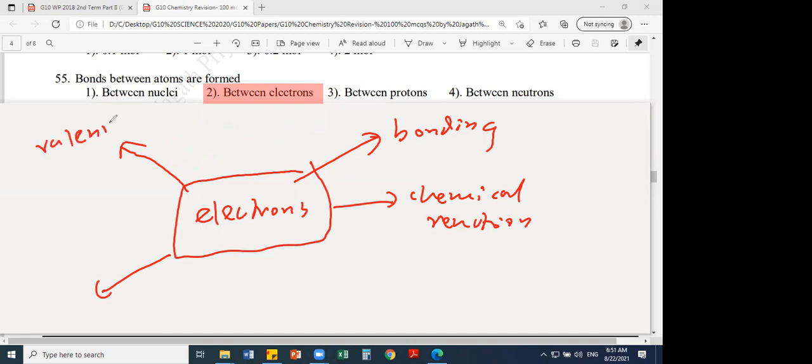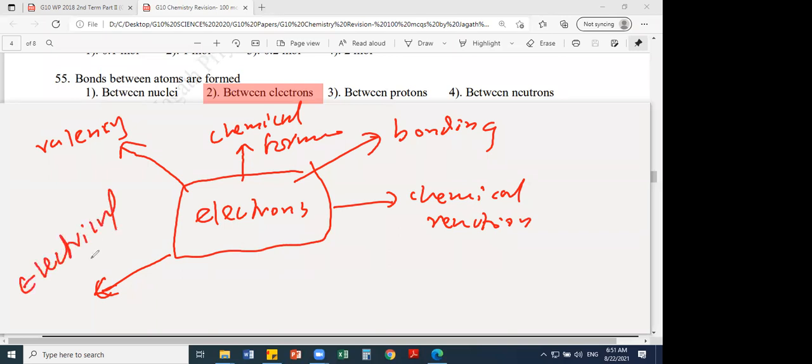Valency. To find the valency, you should know the outermost electron. Outermost electron 1, valency 1. 1 electron loss, valency 1. 2 electrons loss, valency 2, like that. Then to write the chemical formula also, you get it from the valency. And then in forming the compounds. In addition to that, electric current, electrical conductivity. Electrons are important. So electron is a very important subatomic particle.